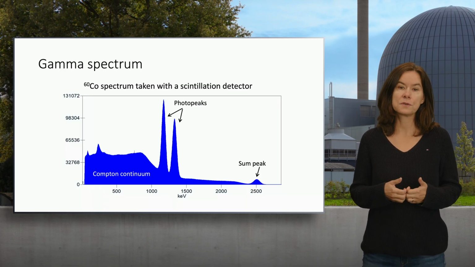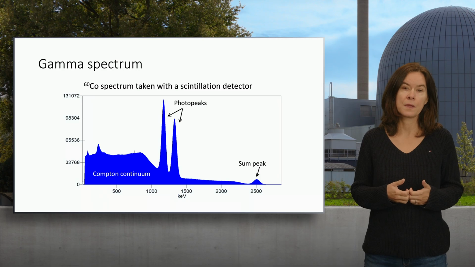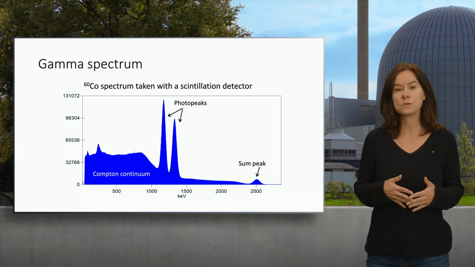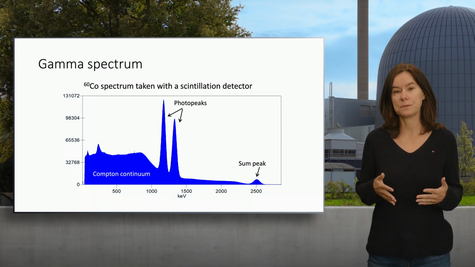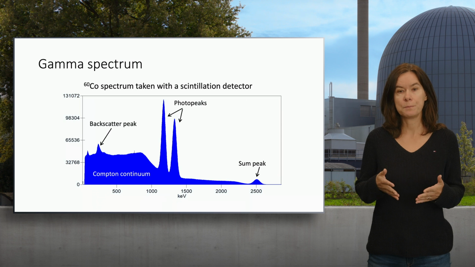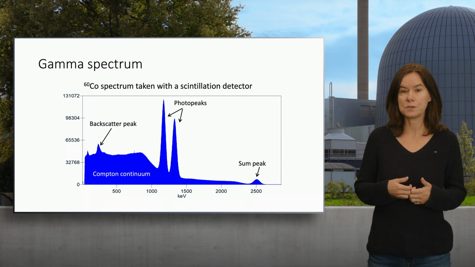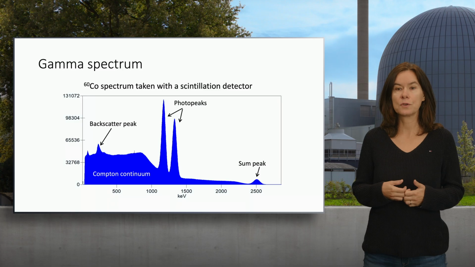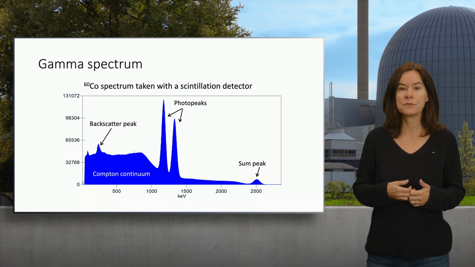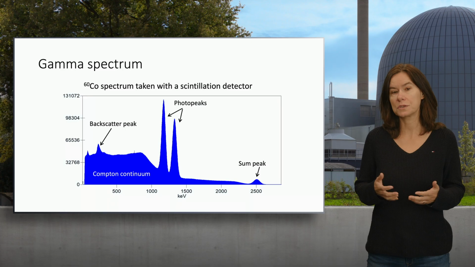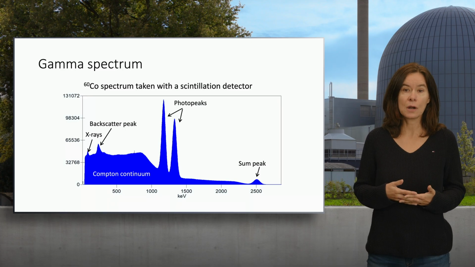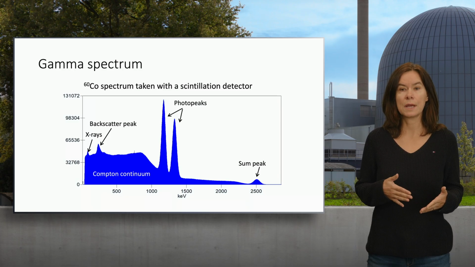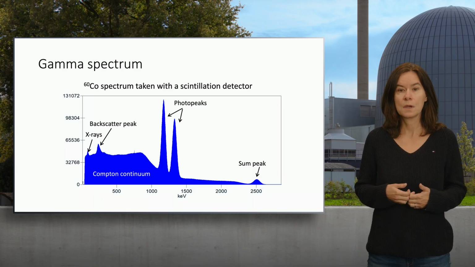Another feature often observed in spectra is the so-called sum peak. A sum peak appears when two or more photons are detected simultaneously by the detector, producing a peak at their combined energy. The backscatter peak is sometimes observed for high-energy photons. This peak is the result of photons that are scattered back into the detector after interacting with the detector shielding, for instance. Sometimes X-rays as a result of bremsstrahlung can be observed. Bremsstrahlung is created when electrons emitted by the radionuclide interact with the shielding of the detector, which is typically lead.